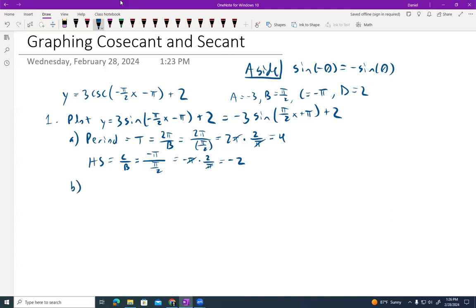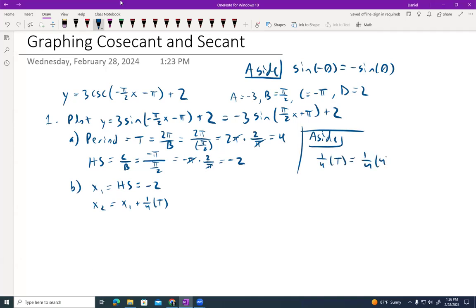Now, part B is to find the x values of our key points. Our x1 is always equal to whatever our horizontal shift is, which is negative 2. Our x2 is always going to be x1 plus a quarter of the period. Maybe in part A, it would be a good idea to write as an aside and compute what a quarter of T is. 1/4 of T would be 1/4 of 4, which is just 1. So our x2 is whatever we had for x1 plus 1, so that's negative 1.